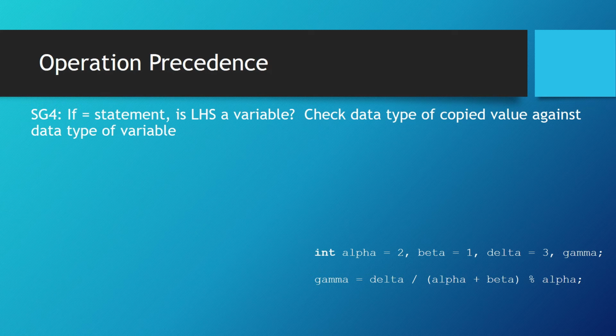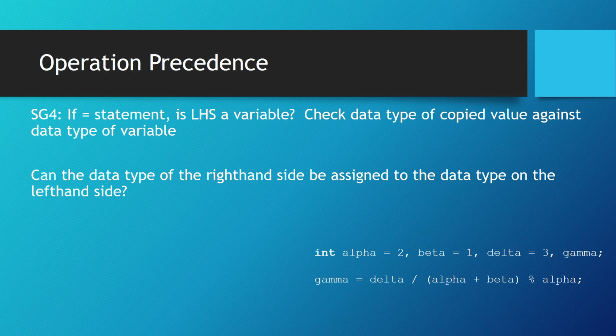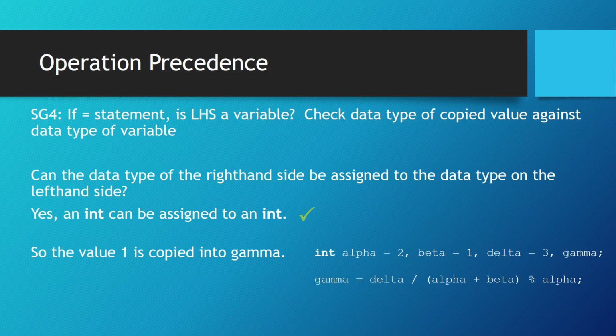Now we move on to the fourth subgoal. Is the left-hand side of the assignment statement a variable? Check the data type of the copied value against the data type of the variable. Gamma is on the left-hand side of the statement and is declared an integer. We already determined that the data type of the right-hand side was an integer. So yes, an integer can be assigned to an integer, and the value 1 is copied into gamma.